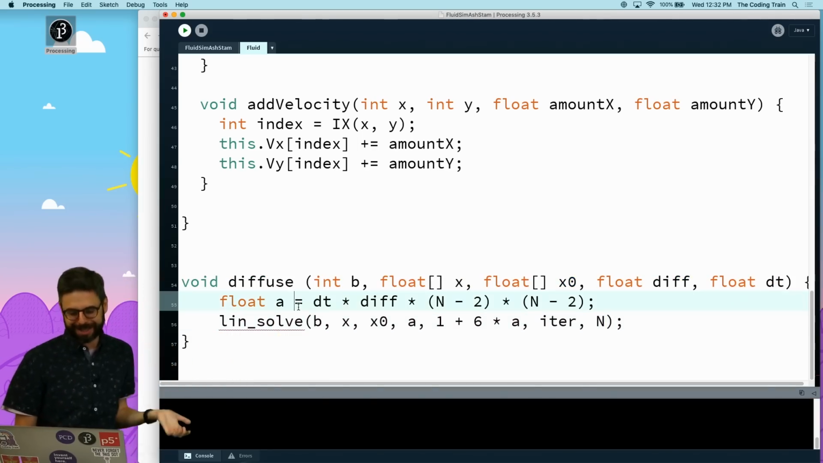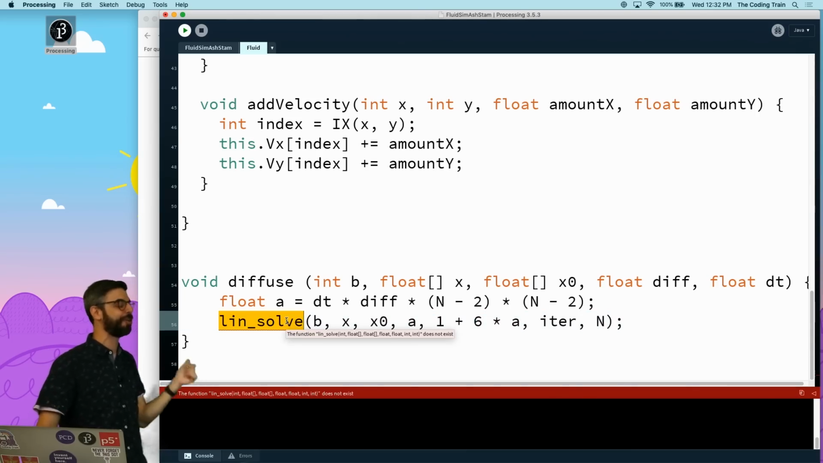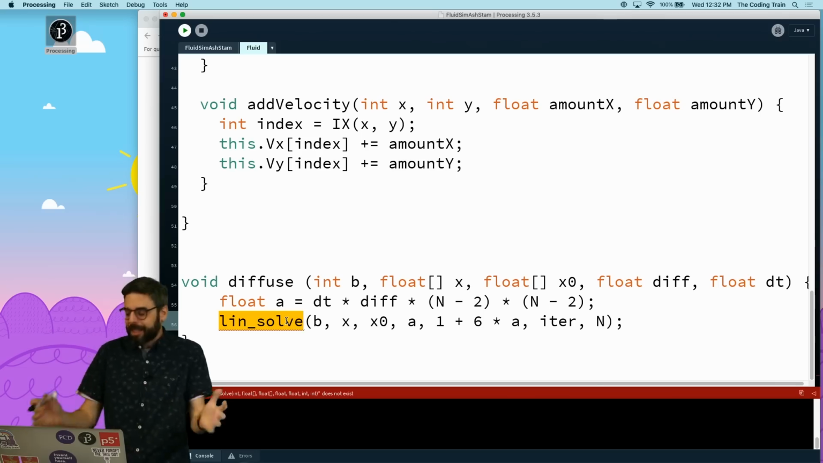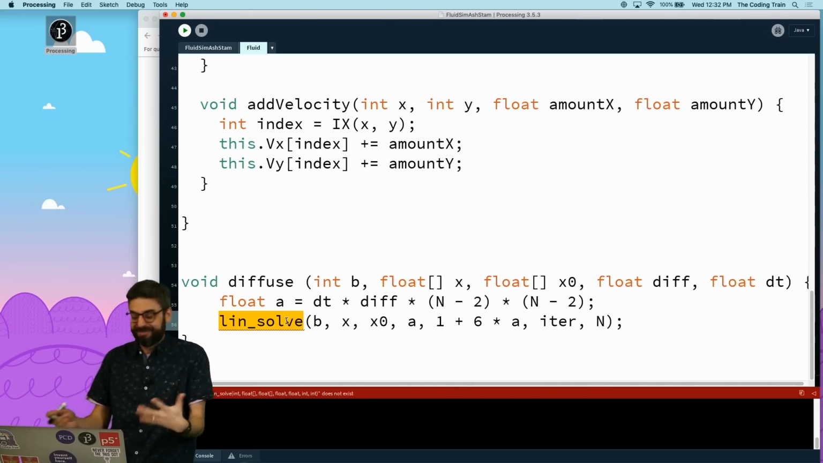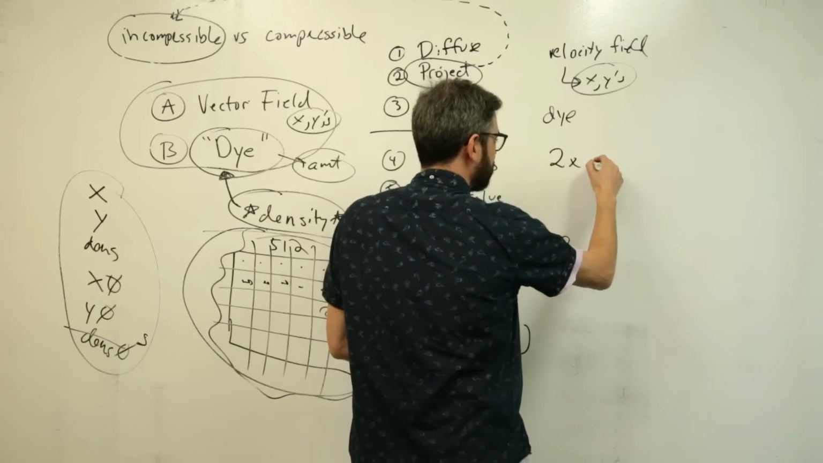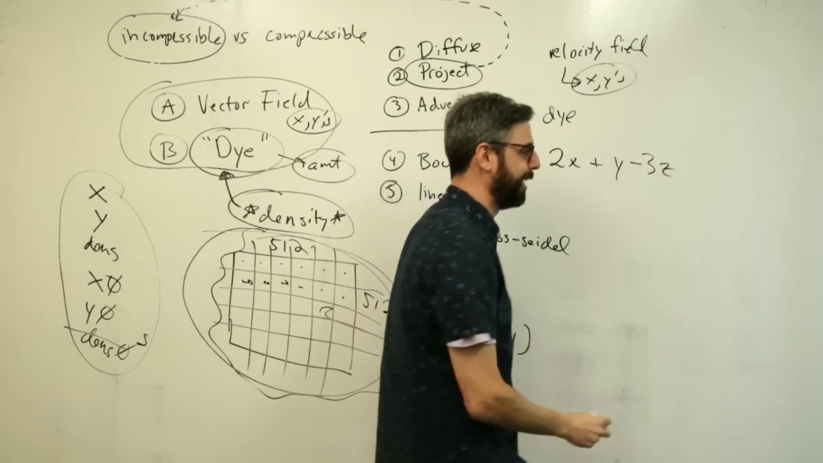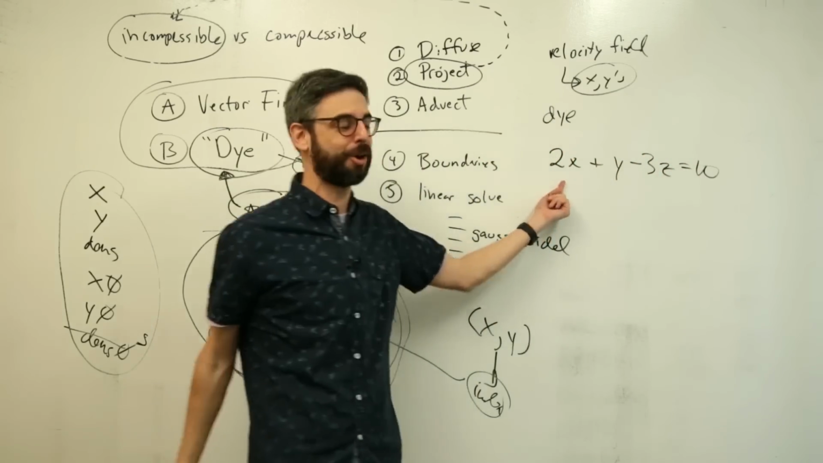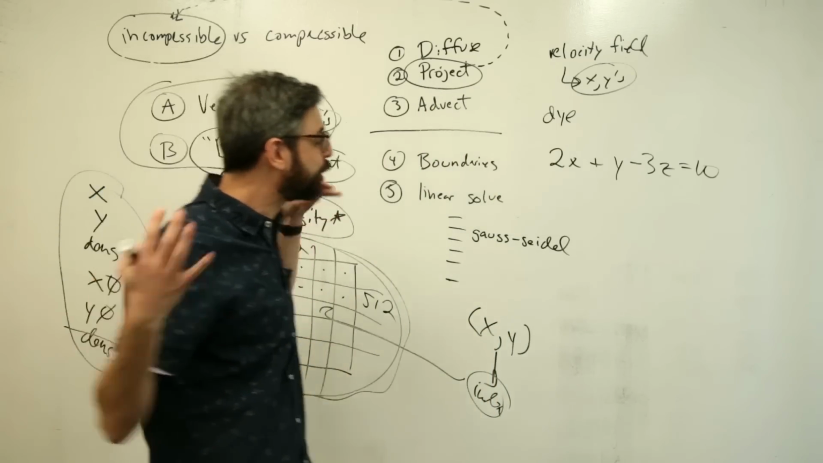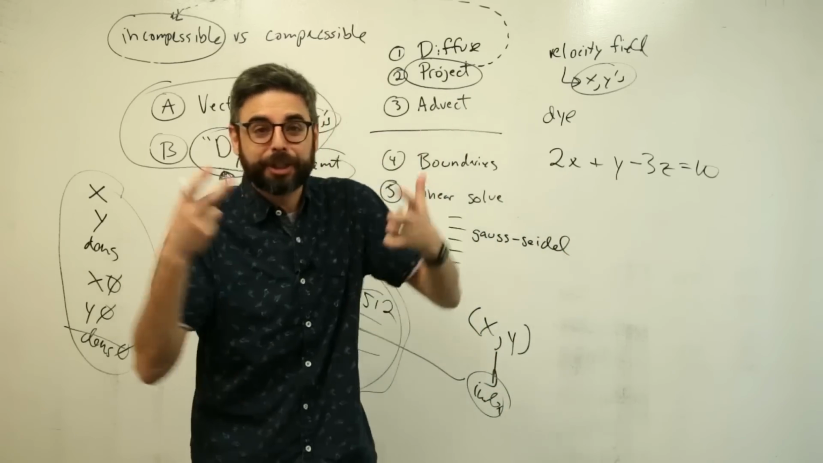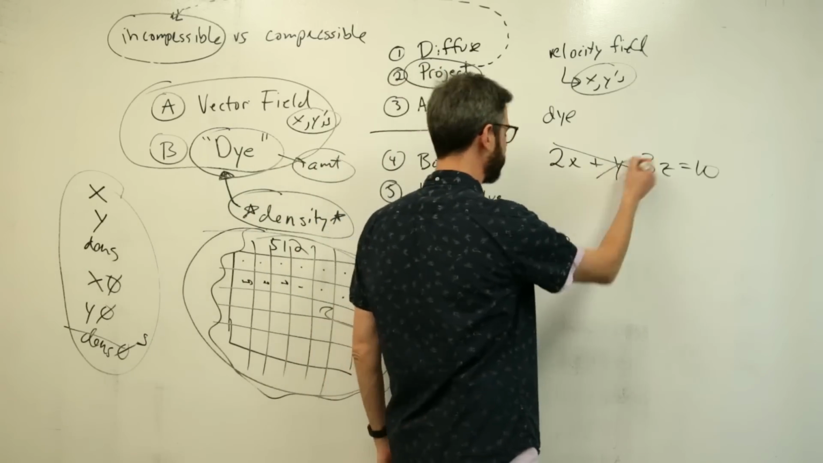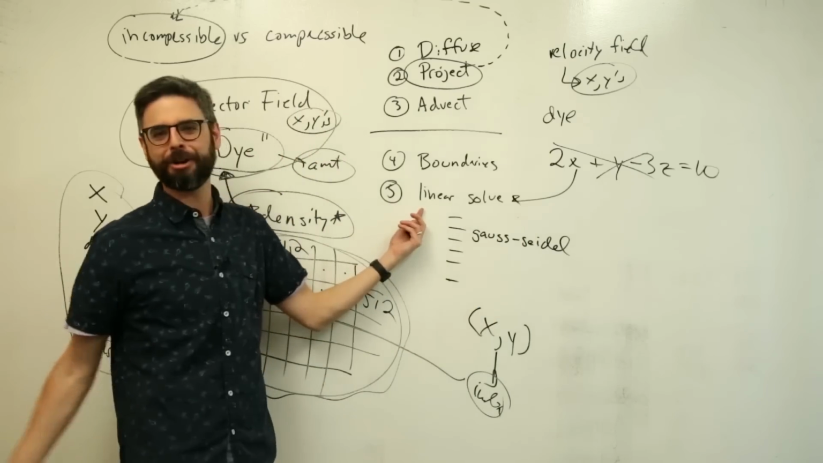But you'll notice that what it does is immediately call another function called linear solve. So solving a linear equation is something like this. I don't know. 2x plus y minus 3z equals 10. Right? This is a linear equation. We could have multiple linear equations. And algorithms for solving the set of solutions to this equation, what are all the x's and y's and z's that make this true, is known as a process of linear solution.